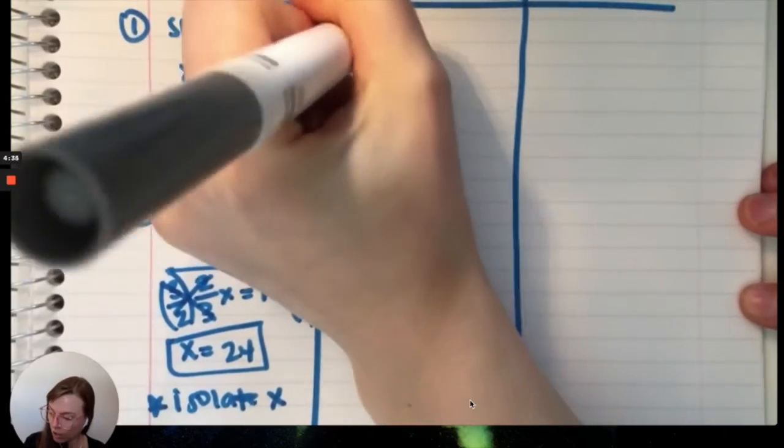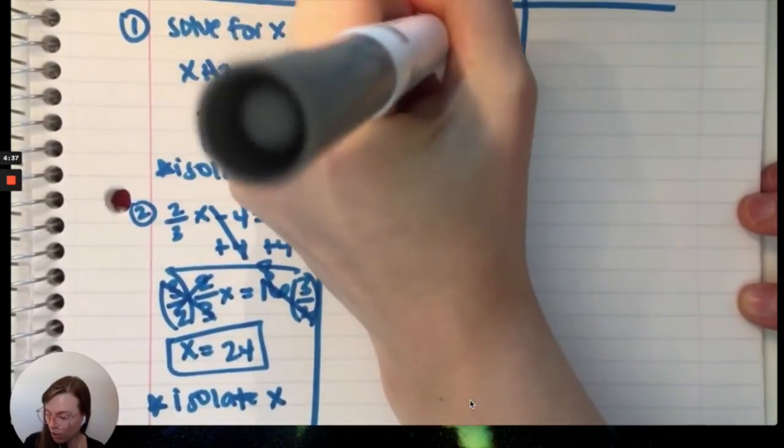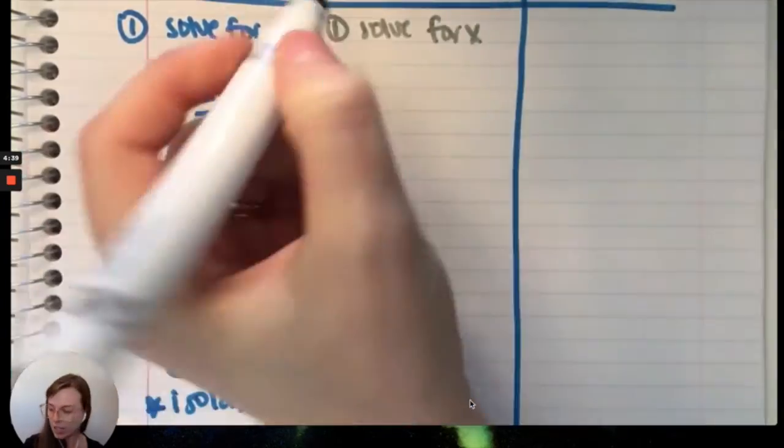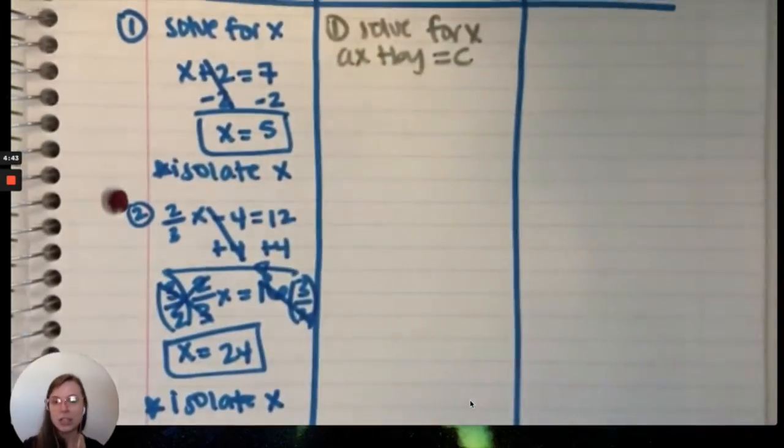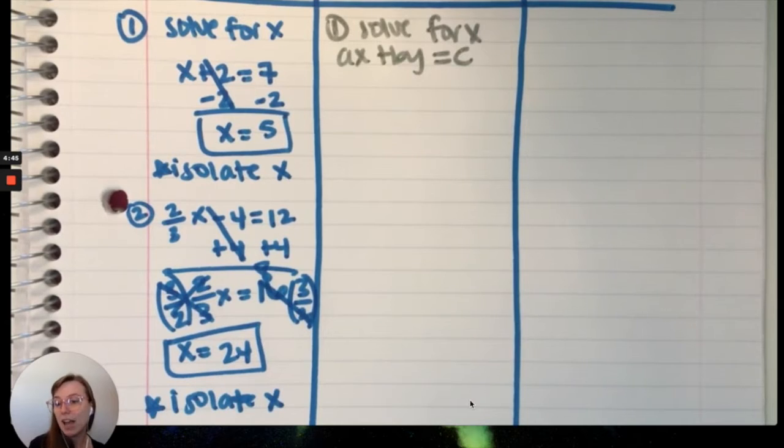So I want to solve for x in this equation, ax plus by equals c. X is not isolated. A variable is. Which variable? C. C is already isolated. X is not. How do I isolate the x? I need to get that x by itself.